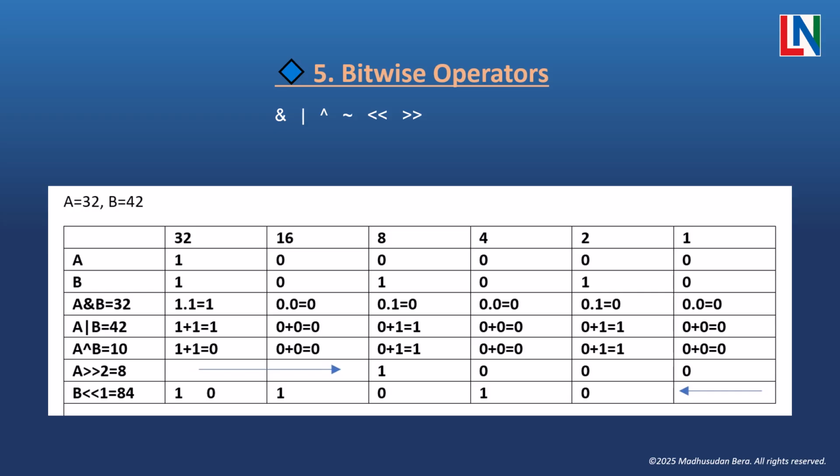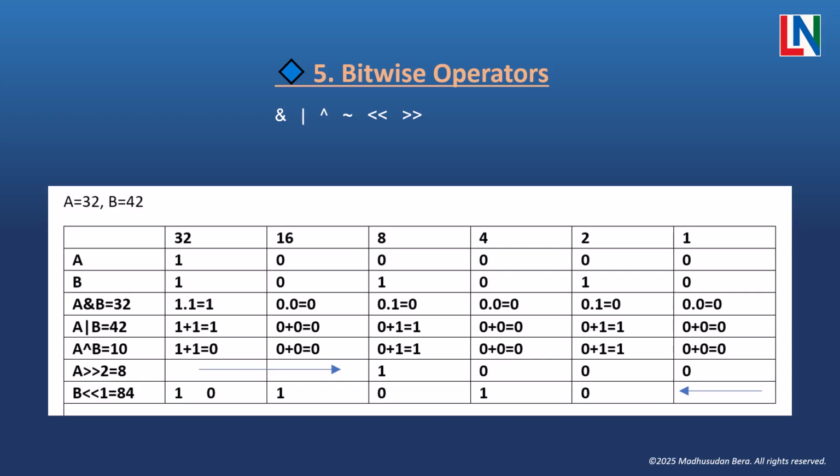For the right shift operator, a right shift 2: look here, the bits are shifted 2 places to the right, and the last 2 bits have no place left. We will finally get the result 1000, which is equal to 8.